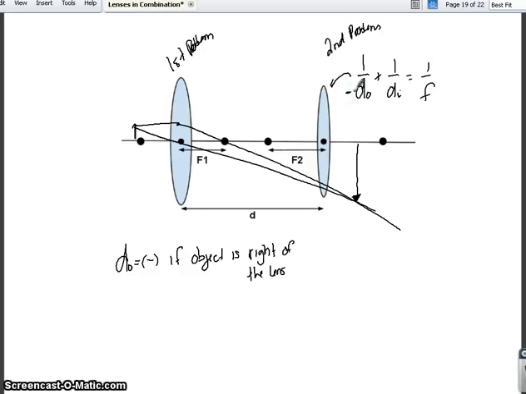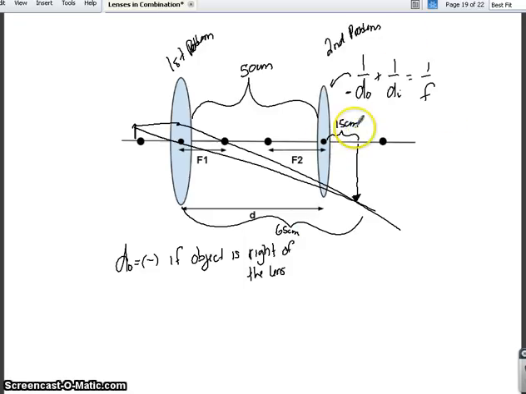And just to be clear, I'm going to change the number again. Let's say this is 50 centimeters. And let's say we get an image distance of 65 centimeters. That makes this 15 centimeters again.